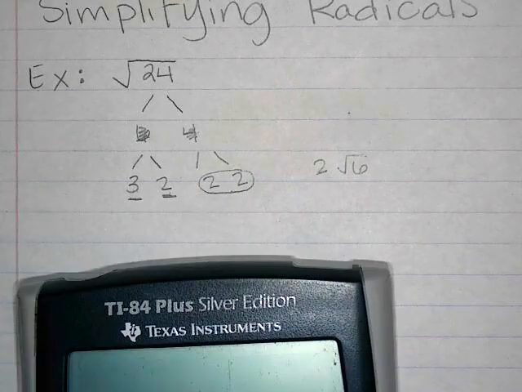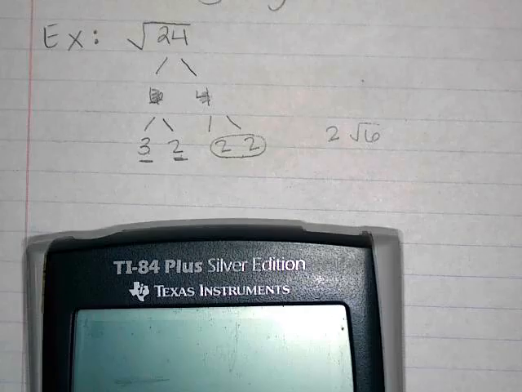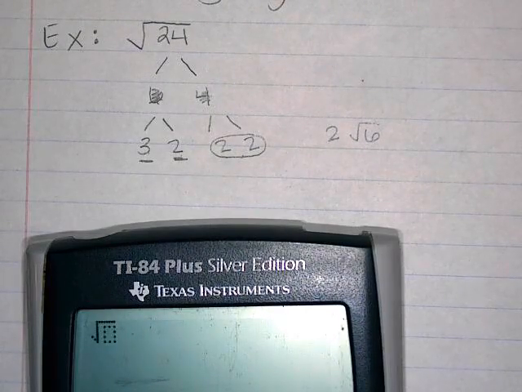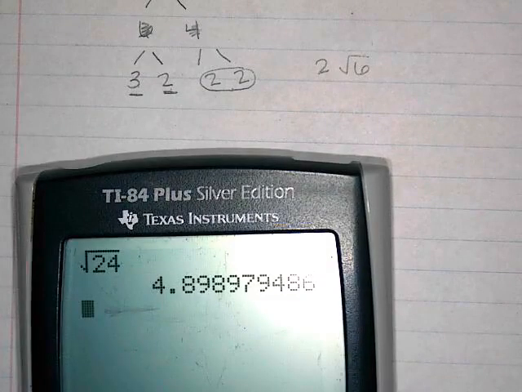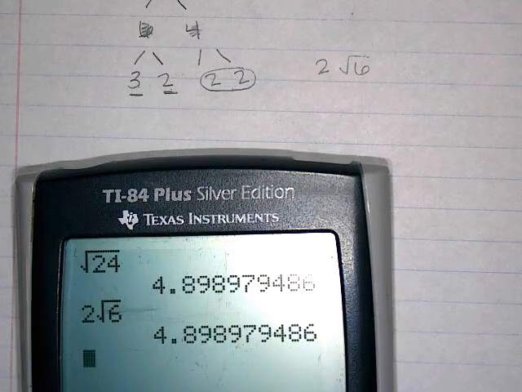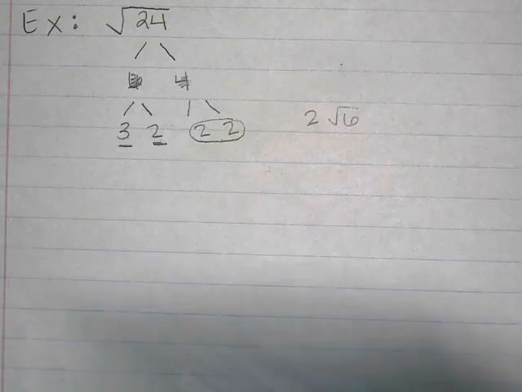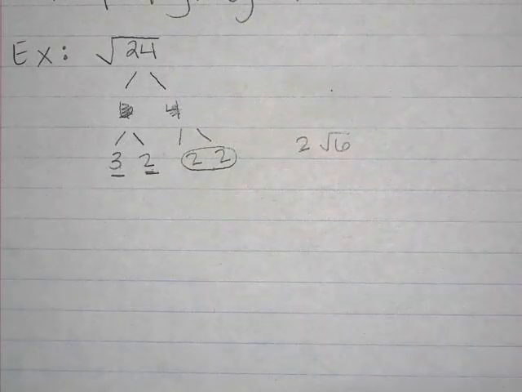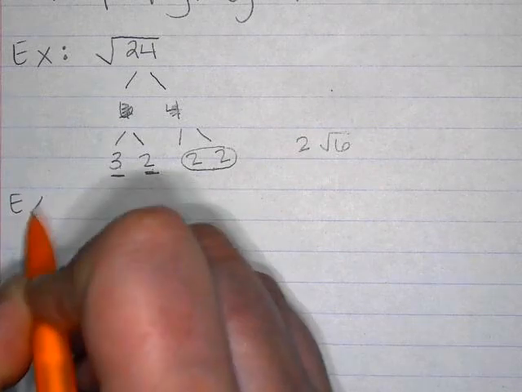If you want to double check and make sure that you didn't get it horrendously wrong, you can make sure that your decimals match. So root 24 should be the same decimal as 2 square root 6. You won't know if you simplified it all the way, but you'll at least know if you made a huge mistake or not. Because we're simplifying it, we're changing what it looks like, but we're not changing what it represents. It still represents the same number.